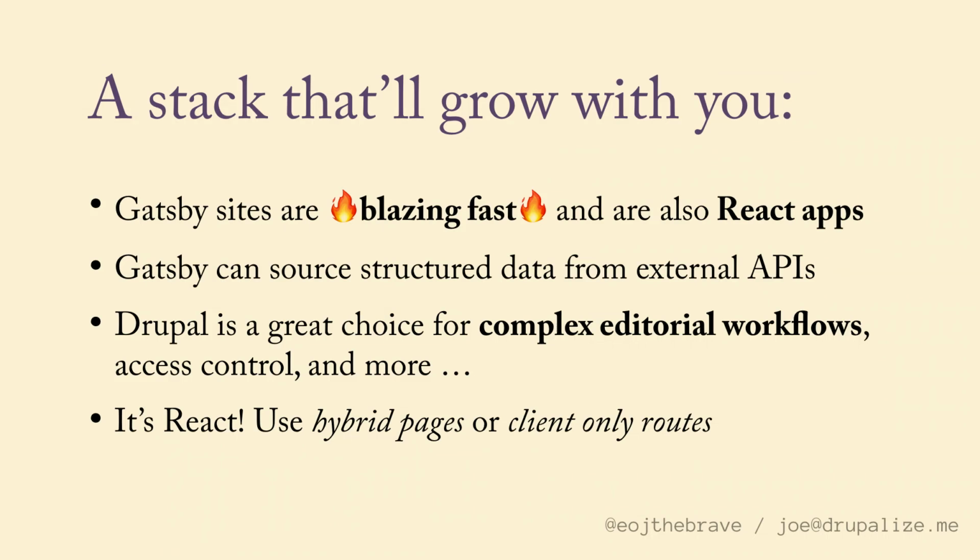Gatsby is really good at sourcing data from structured APIs. Pretty much anything that you can read with Node, Gatsby can ingest that data, which means you can do some interesting things like maybe pull in data from two different sources. You could pull in data from Drupal. You could also pull in data from the Twitter API or from the Airtable API. You could then build a page writing a GraphQL query that takes data from both of those places and assembles it together into a single page.